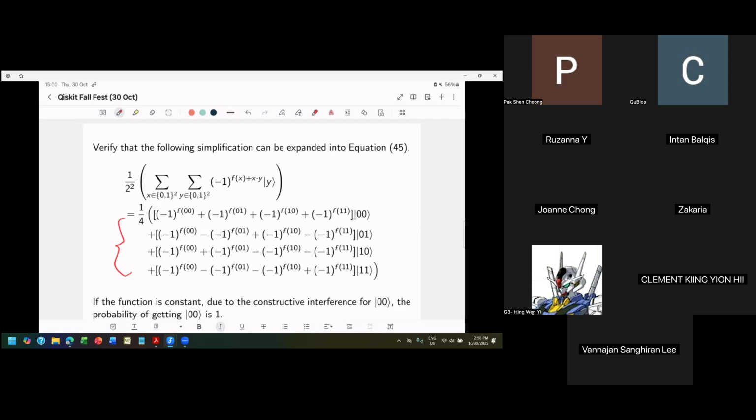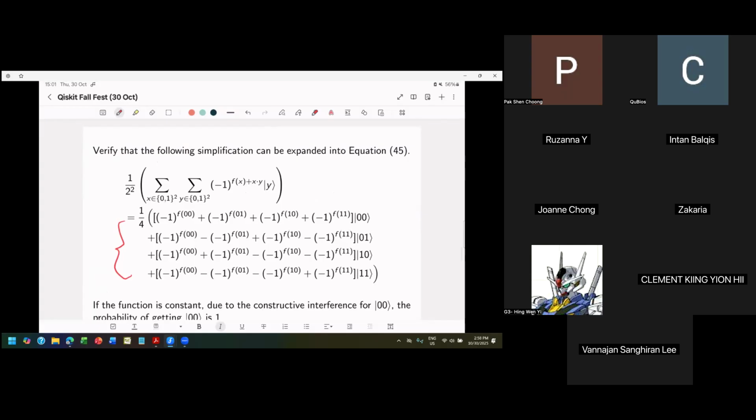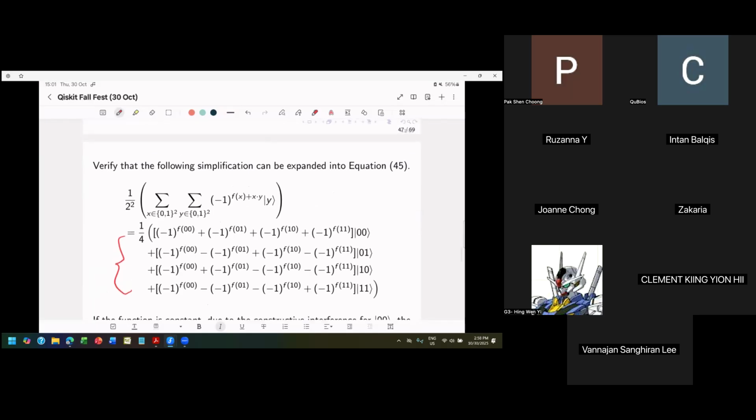I will probably skip this if everyone agrees, but trust me, I've done this. I think I know this is true. I've done this calculation and this is true, basically. Okay. Now, what is the implication of this particular equation?